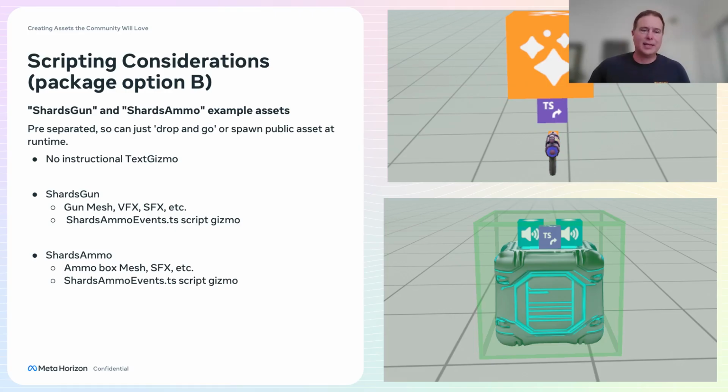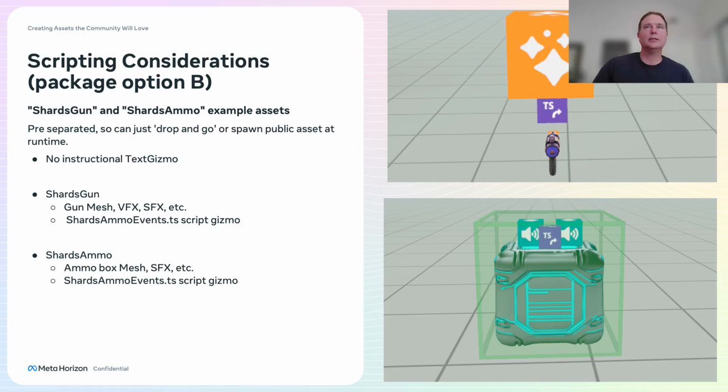So in this case, you notice that for each one of these assets, I had to spawn out a shards ammo event script gizmo and stick it inside the asset, so that the ammo event script would be there on each side, on the gun side or the ammo box side, for people who wanted to use it. And then I'm going to quickly jump over to show some code here.